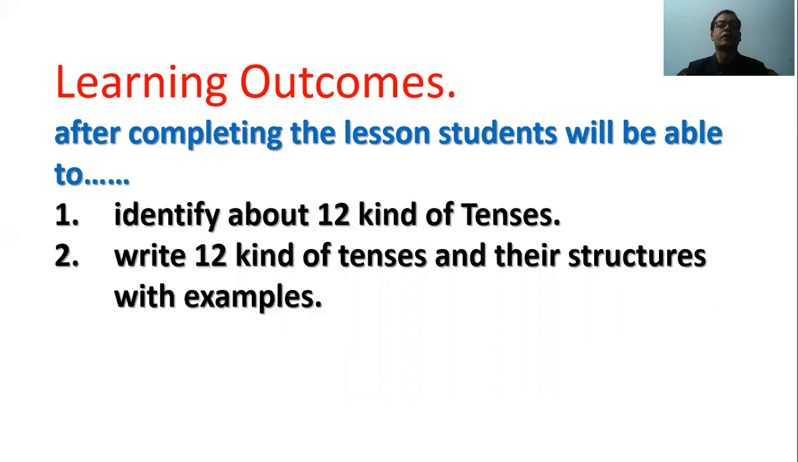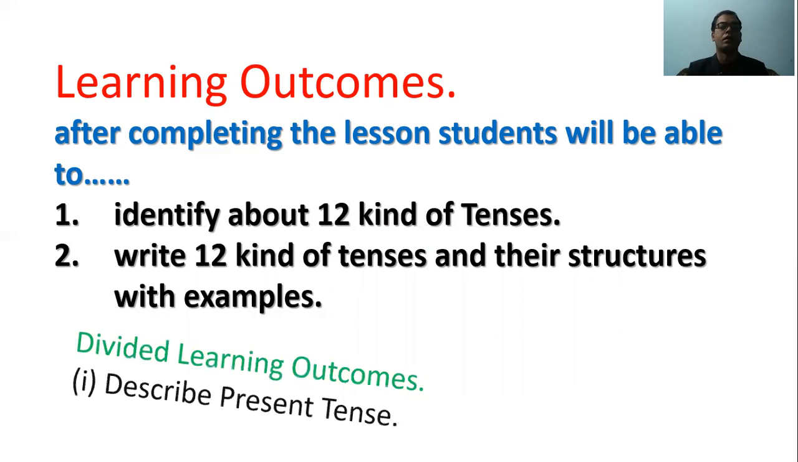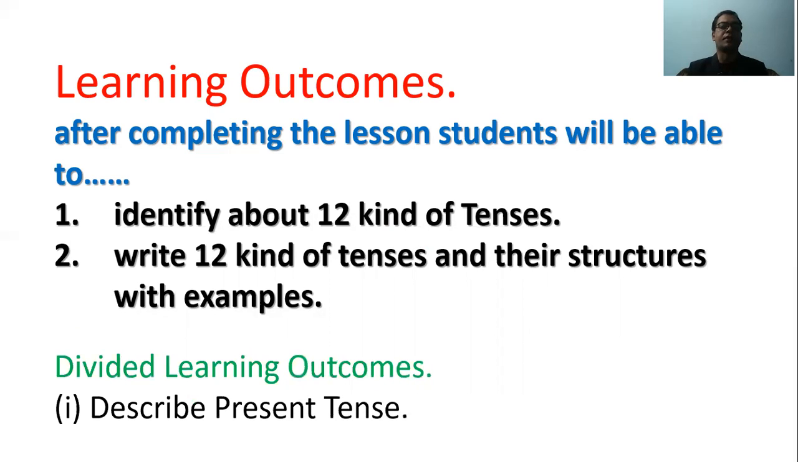Yes, dear learners, today's learning outcomes: after completing this lesson, a student or you will be able to identify 12 kinds of sentences, and write 12 kinds of tenses and their structure with examples. But today's learning outcomes describe present tense.